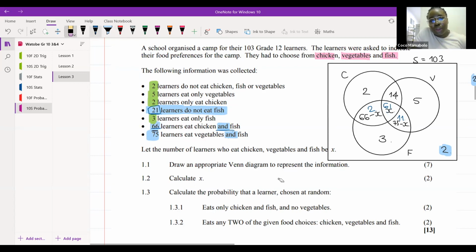Okay, same with this one that says 75 learners eat vegetables and fish. Does that mean that they don't eat all 3? Does that mean that they also don't eat chicken? No. So we have to make sure we don't count them twice. Okay.